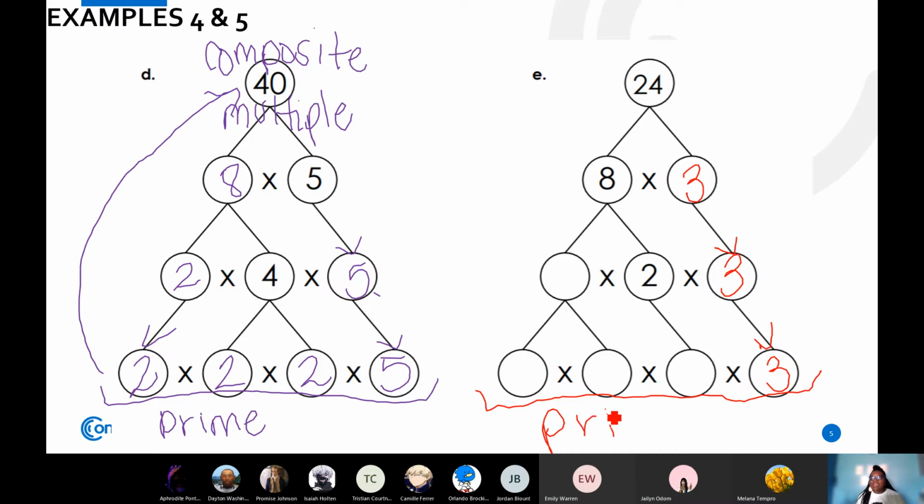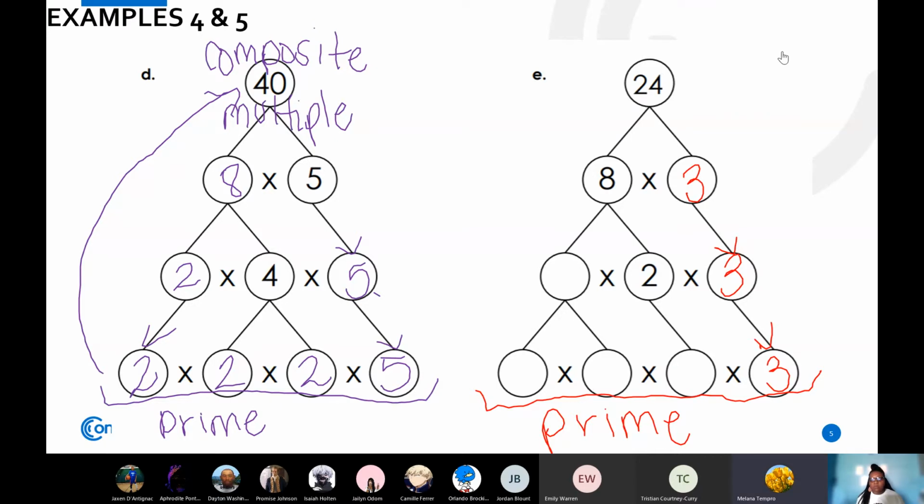Tristan, can you cut on your mic and tell us what is a prime number? Is your mic working, Tristan? Cut it on for me and tell us what a prime number is. I can't hear you, buddy. Melena, can you help him out? Cut on your mic and tell us what is a prime number?